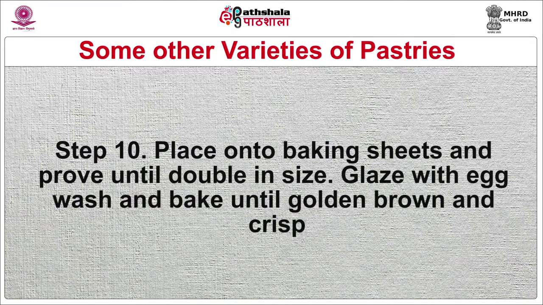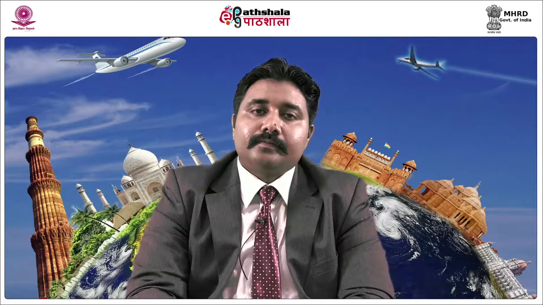Step 10. Place onto baking sheets and proof until double in size. Glaze with egg wash and bake until golden brown and crisp. Croissants are usually baked plain, but sometimes they could be stuffed with grated chocolate to make chocolate croissant. They can be glazed with melted chocolate after baking or dusted with icing sugar.